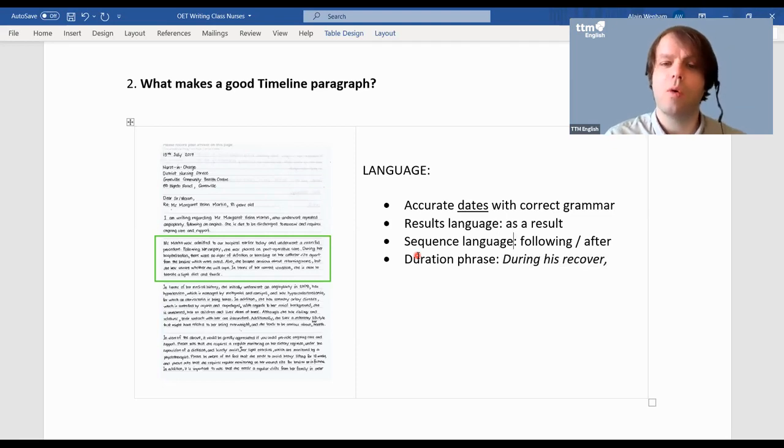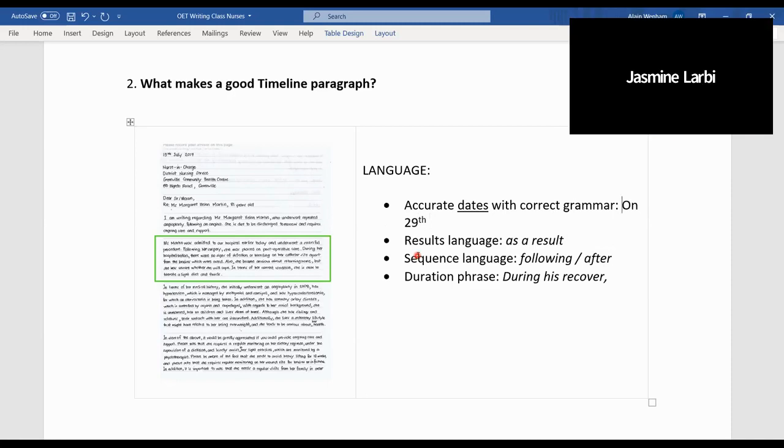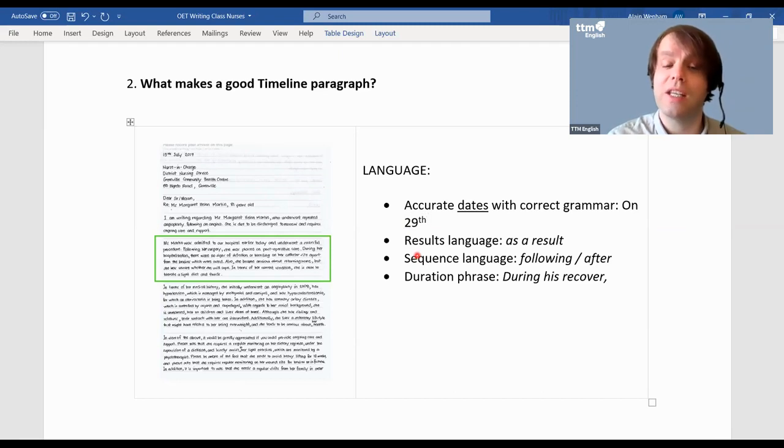Okay. So we've got words like following and after, we've got words like recovering, we've got words like as a result, we've got things like dates, like on the 29th, right? How about subsequently? Where does that fall? Ah, well, we'll talk about that. That's actually sequence language. Okay. That's nice. I like that. Is there any more though?